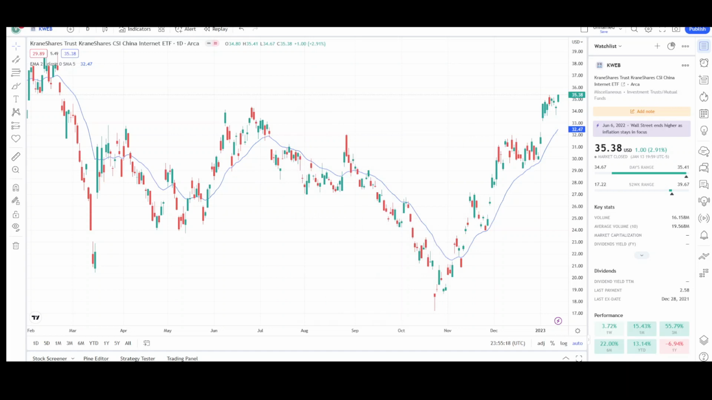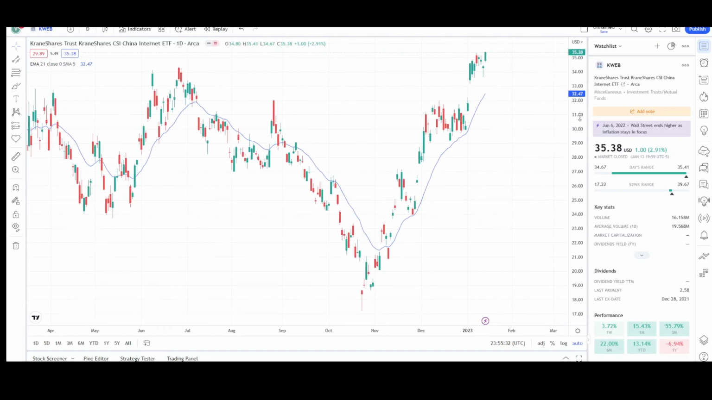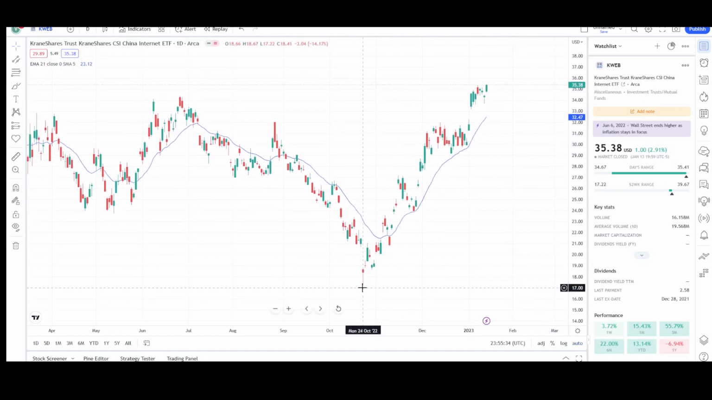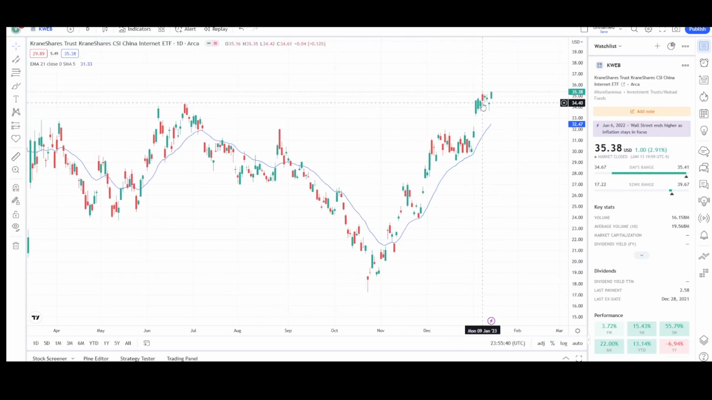I will first go over what I see in the daily chart and finish the video off with the weekly chart. And here we have the daily chart for KWEB, and it's also a nice bullish trend. So this ETF is probably going to be tracking multiple Chinese companies, and that's why it's also rising up.